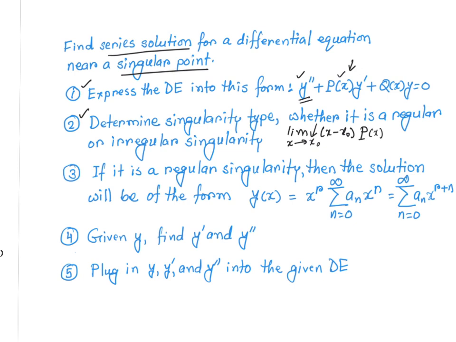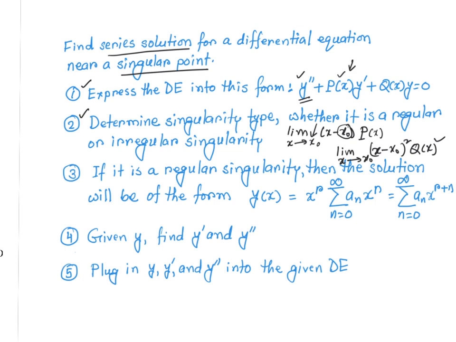So this limit exists, and the limit as x approaches x naught of x minus x naught whole squared times q of x also exists. If both of these limits exist, then we call the point x naught a regular singular point. If you have a regular singular point, then you can find the series solution.